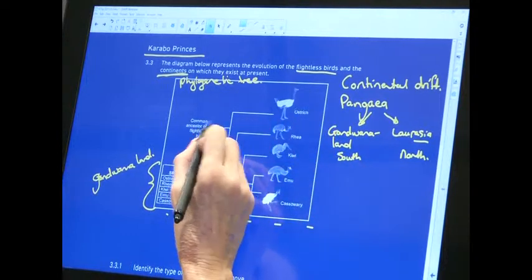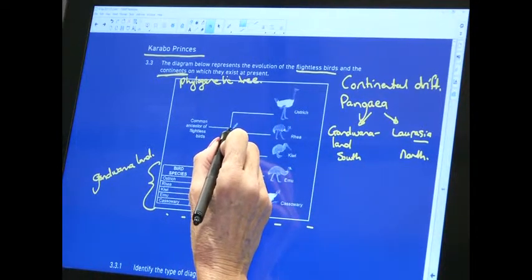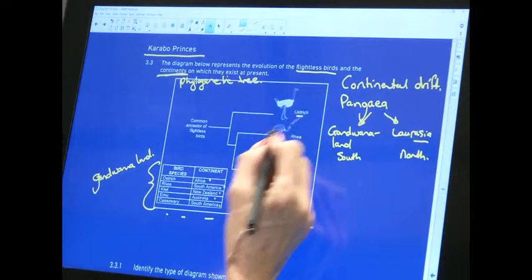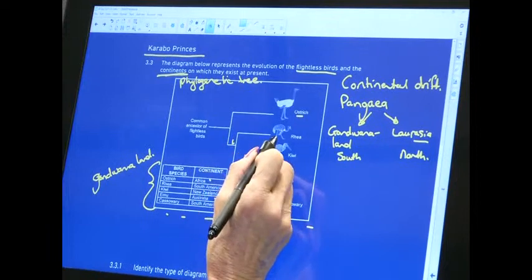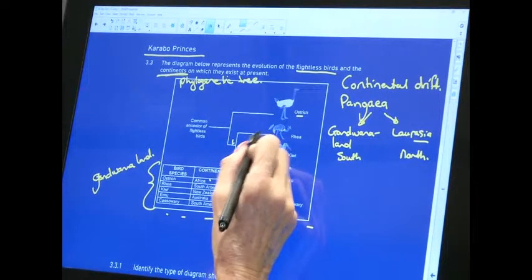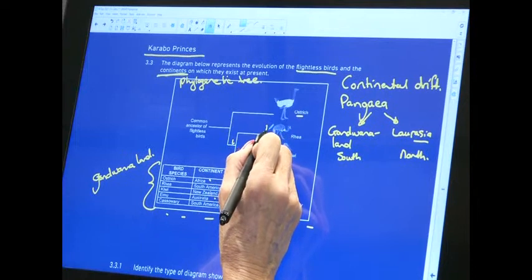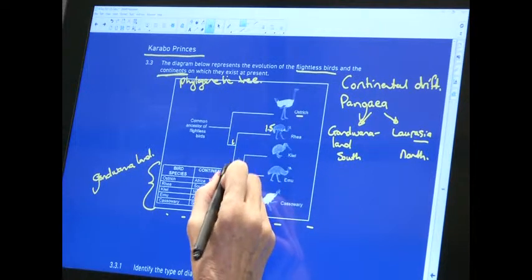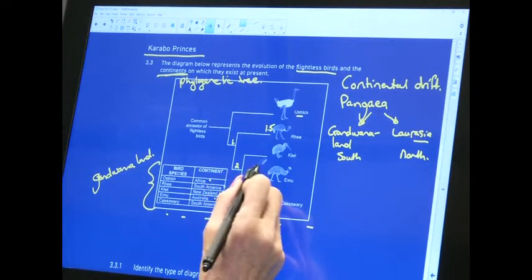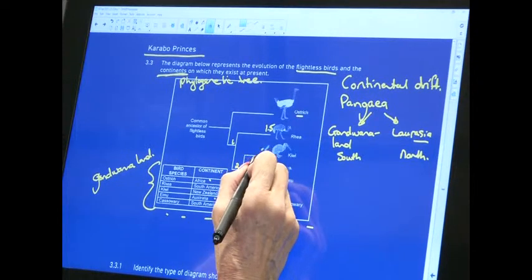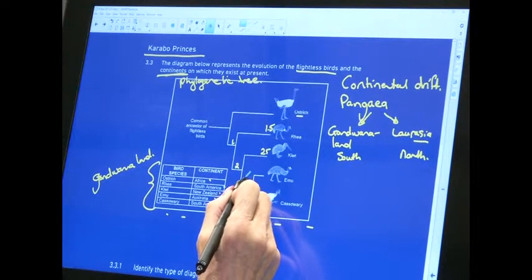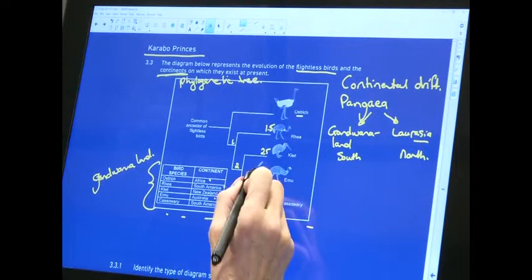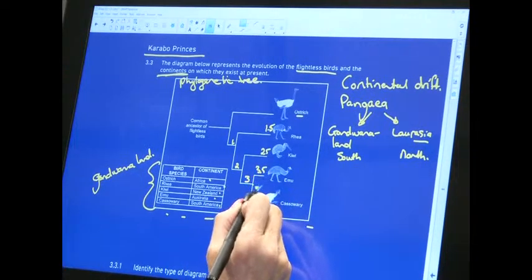So look, we have this common ancestor that then we ended up with the ostrich and this common ancestor here. So what do we end up with? We end up with a rhea, which is going to be quite close to this one. So I'm going to make that a 1.5. And this one here, which then becomes the common ancestor of the kiwi. So we'll make that 2.5. And it again splits here. So we'll make that 3 into 3.5 and 3.5.